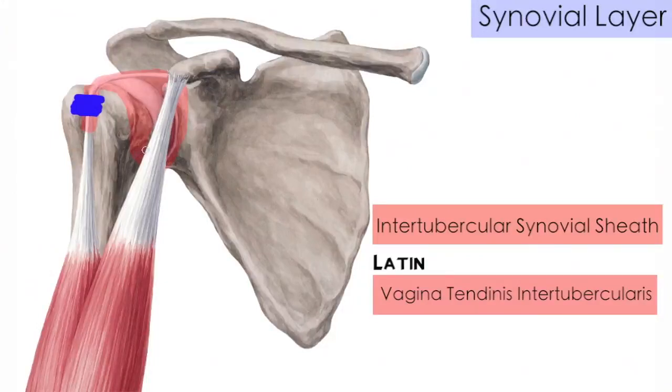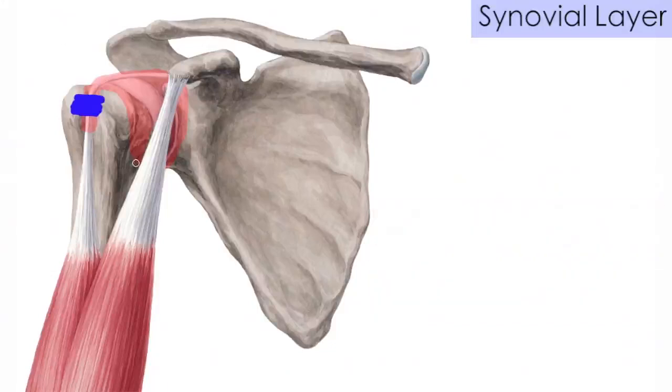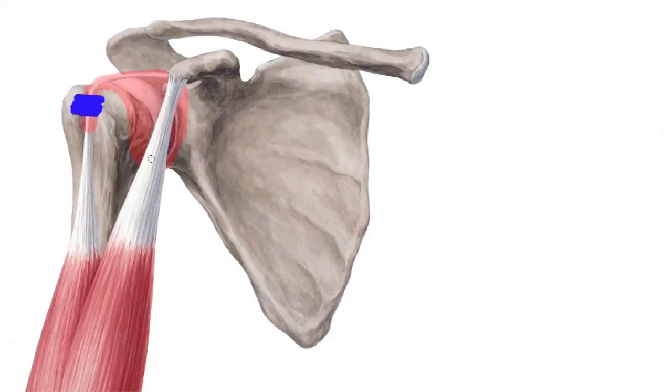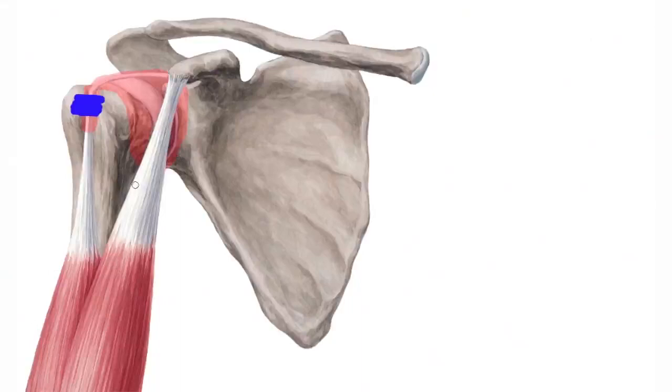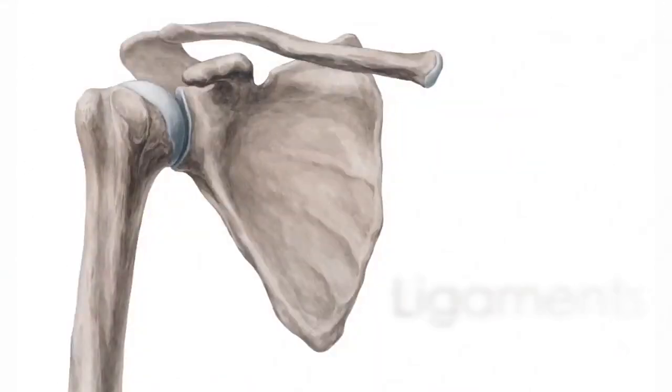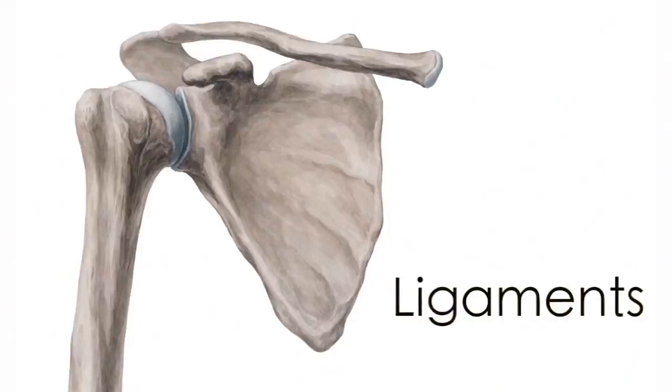Now, an important thing to know about the synovial layer as well is that it usually protrudes through the fibrous layer to form the bursae, which are important structures that we will talk about later that reduce friction on a joint. Now, just a quick note on the fibrous layer. All you need to know is that it forms a connective tissue layer across the intertubercular sulcus and converts it into an osteofibrous canal.